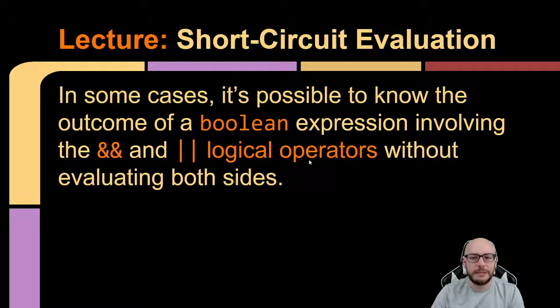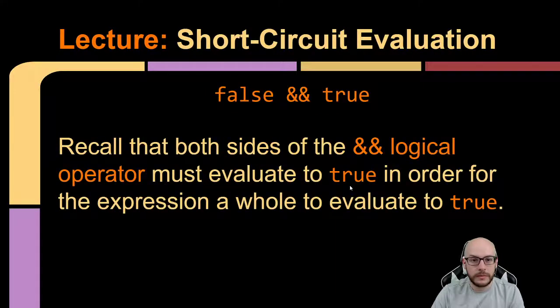In some cases, it's possible to know the outcome of a Boolean expression involving and or logical operators without evaluating both sides. So just a couple of videos ago, we learned about the and logical operator and the or logical operator. With these operators, both sides are going to be true or false values, and then the actual operator itself produces a true or false value. Recall that both sides of the and logical operator must evaluate to true in order for the expression as a whole to evaluate to true.